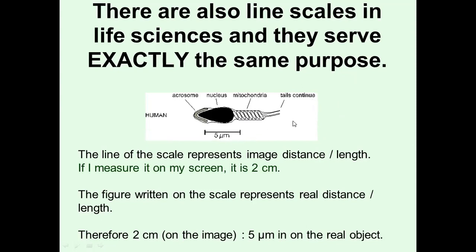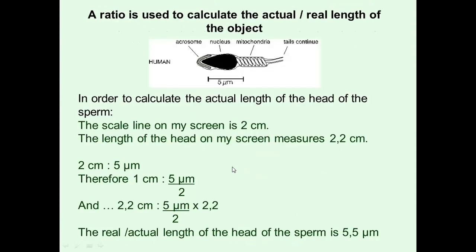Now remember, I'm working on a laptop here and recording this lesson, so I'm going to measure it on my screen. So the line of the scale represents the measured distance or length. If I measure it on my screen, it's 2 centimeters. So if I put a ruler here and measure this, it's 2 centimeters. Okay. So the figure written on the scale represents the actual distance or length. Therefore, 2 centimeters on the image represents 5 micrometers on the real object.